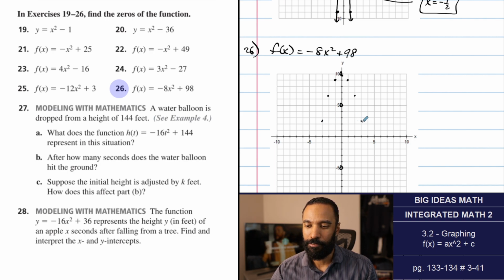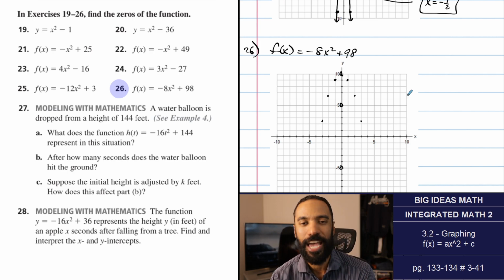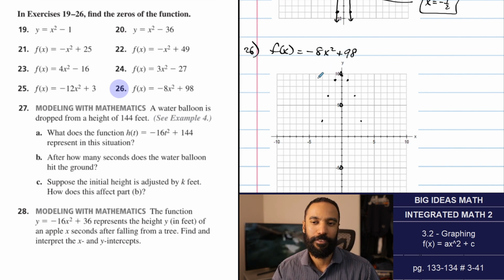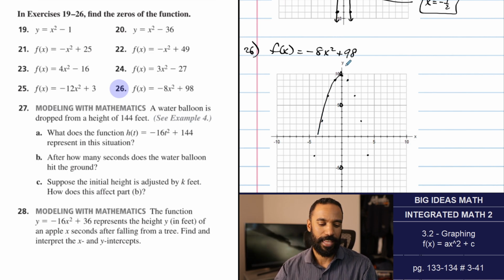Now we're going to pass this on 4. Over 4, down 16 times 8. That's 128. 128 away from 98 is negative 30. So it goes down negative 10, 20, and 30 like that. So we passed it somewhere, somewhere between 3 and 4 on both the negative side and the positive side.